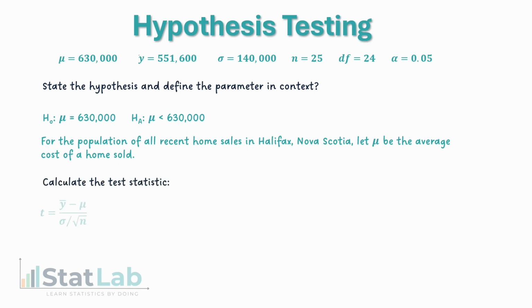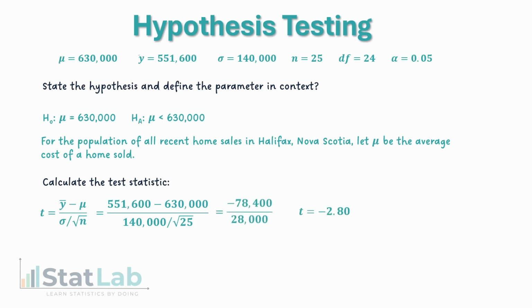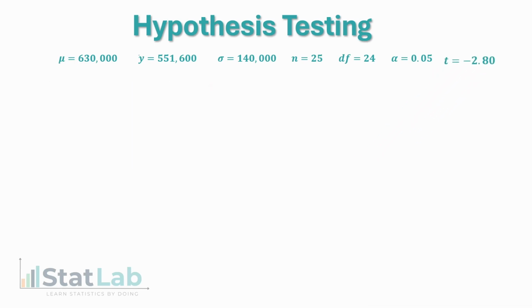Now we're going to want to calculate the test statistic so we can actually see the results of our test. So t equals y bar minus mu over the standard error. If we fill in our values, we're going to have 551,600 minus our 630,000 over our standard deviation divided by the square root of 25, and we're going to get down to this, and then we're going to find that we have a t-value of minus 2.80. So let's add that up there with our statistics.